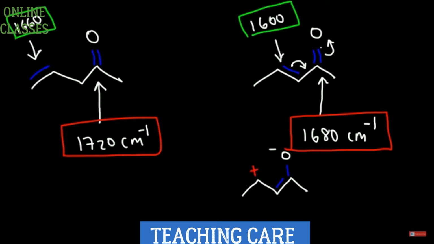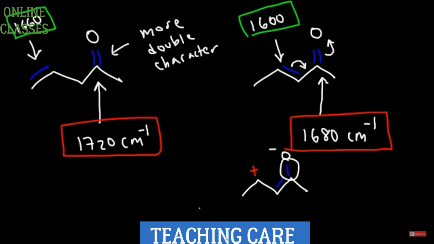So looking at the double bond of the conjugated ketone, let's compare it to the double bond of the regular ketone. Which one has more double bond character? The answer is this one. This one has more double bond character because it can't become a single bond through resonance. The conjugated ketone can become a single bond through resonance, so it has more single bond character.